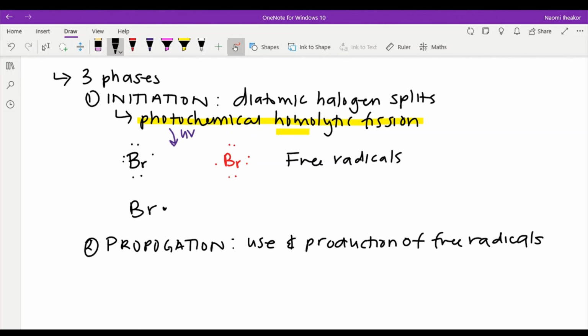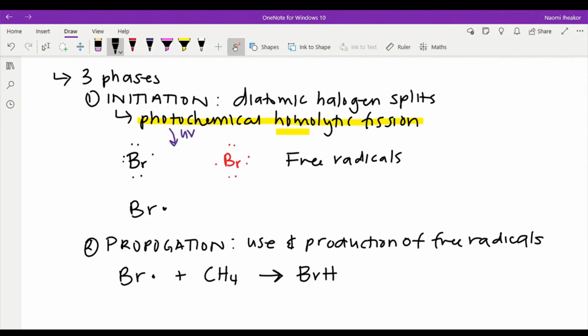Like we've mentioned, our bromine free radical is highly reactive, and so it's going to pretty much react with whatever it sees. So let's say it encounters methane. What's going to happen is it's going to snatch up one of the hydrogens and take its electron in order to fulfill its valency and get rid of its free radical state. So it's going to become HBr.